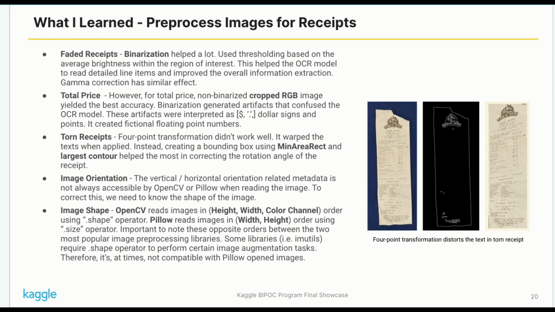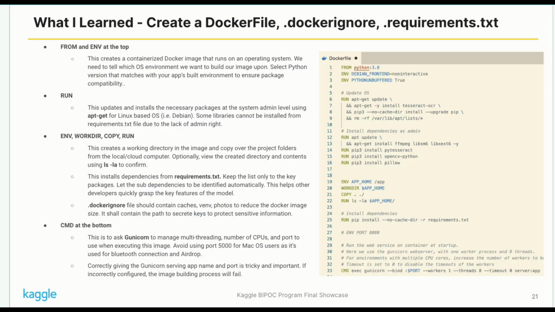And pre-processing images for receipts is another interesting learning that I got from this project. One thing here, an example on the right side, is that the four-point transformation actually doesn't work very well for this receipt that has a torn part on the top right corner, because it distorts even further.